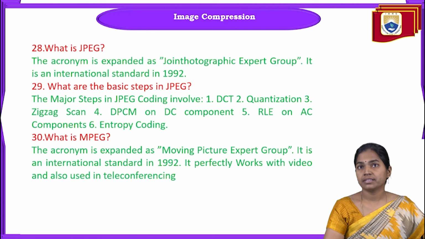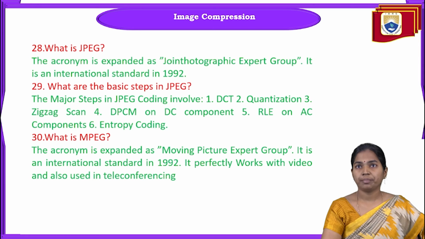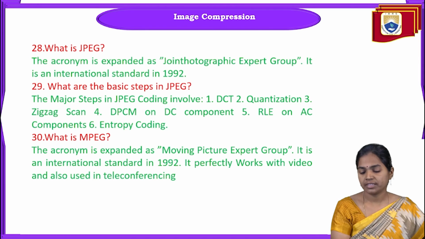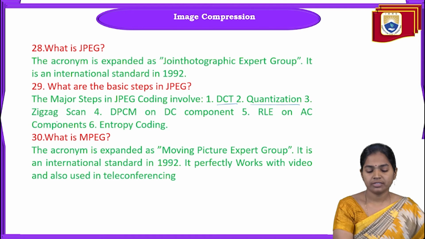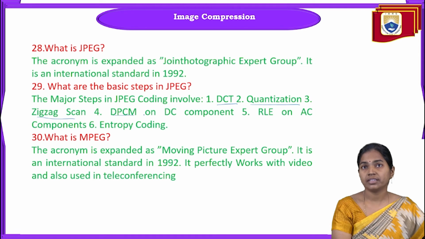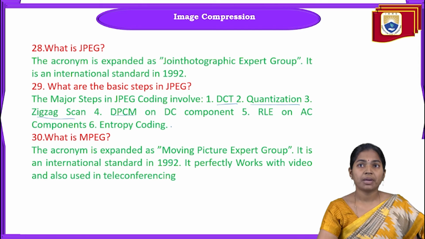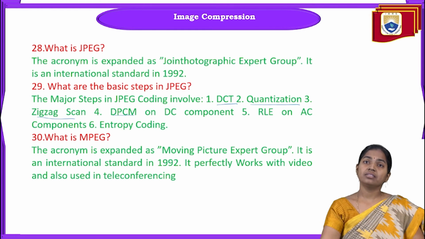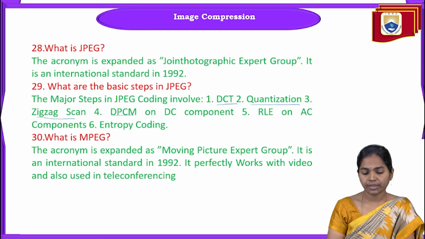What are the basic steps in JPEG? The major steps in JPEG coding involve: first, DCT; second, quantization; third, zigzag scan; fourth, DPCM, differential pulse code modulation, on the DC component; fifth, run length encoding on the AC component; and sixth, entropy coding.